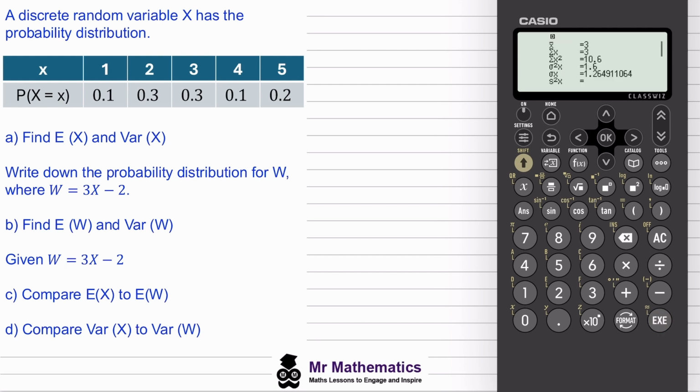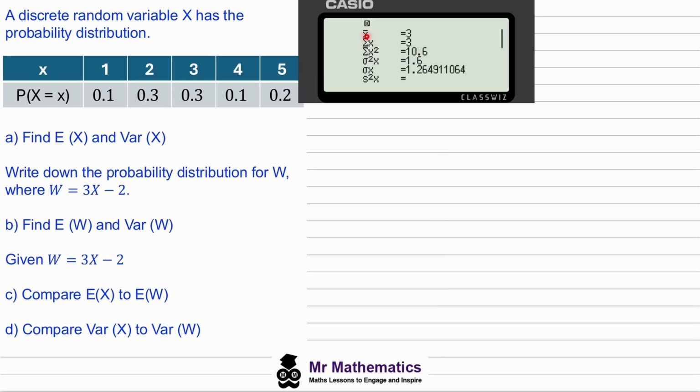then we want the one variable results, and I'll screenshot this display to make it easier to read. And this x bar is our mean average, or our expected value, and this is 3. And this sigma squared x is our variance of 1.6. The sigma stands for standard deviation, and the standard deviation squared is the variance. Okay, so that's part A.